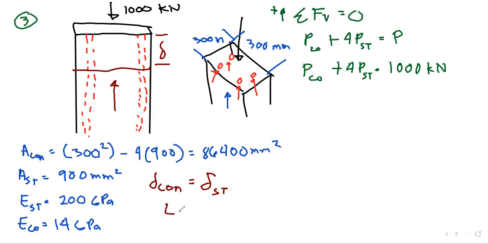And of course, the length is equal too. Nothing to change there, it's as is. The deformation of concrete is equal to the deformation of steel, and the length of concrete is equal to the length of steel, the original length, and of course the new length is equal too. So let's go back to Hooke's law. We have the vertical forces, the area, the modulus of elasticity, the deformation, and the length.